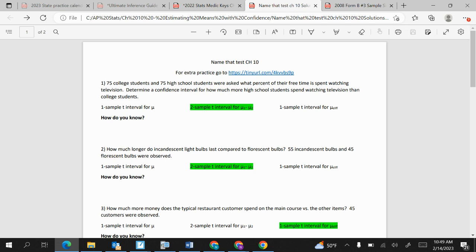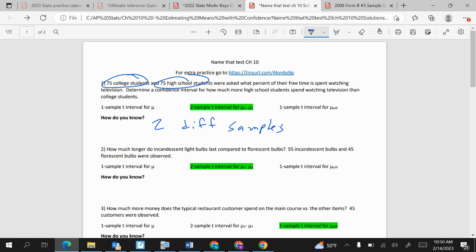75 college students and 75 high school students were asked what percent of their free time is spent watching television. Determine a confidence interval for how much more high school students spend watching television than college students. So the big giveaway is 75 and 75. This is two different samples. Okay? So it's a two sample Z test for mean 1 minus mean 2.